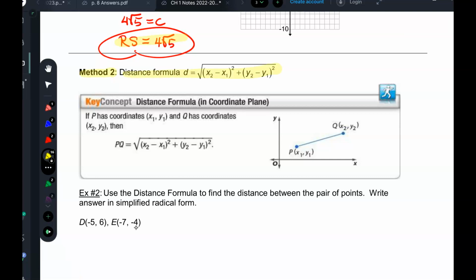Some people get to the distance formula, some Algebra 1 teachers don't get to it. It's the square root of x2 minus x1 squared plus y2 minus y1 squared. We do not do that.